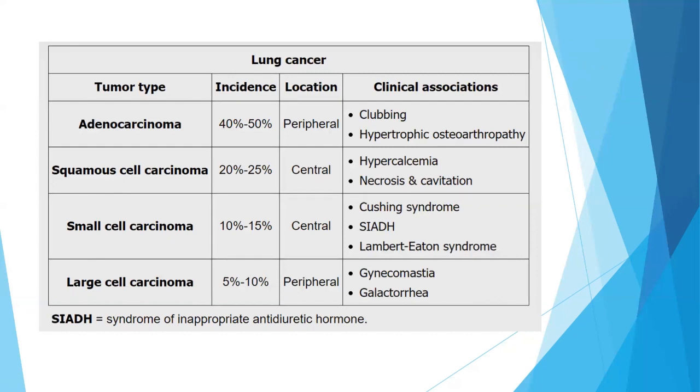So here you can see adenocarcinoma incidence is 40 to 50%. The location is peripheral. The clinical associations are mainly clubbing or hypertrophic osteoarthropathy. But the squamous cell carcinoma and the small cell carcinoma are centrally located, and also the large cell carcinoma, which is very rare, is peripherally located.